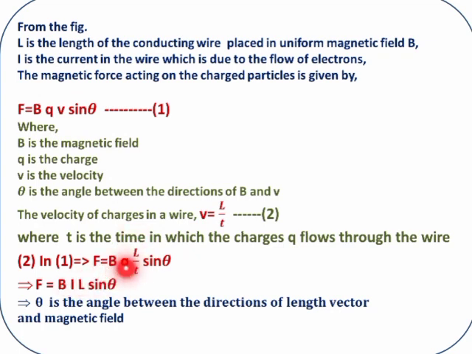But we know that Q divided by T is current. Q by T is current. So instead of Q divided by T, we have to substitute the current I here. Then after substituting and simplifying the equation, how much did we get? F is equal to B I L sin theta, where theta is the angle between the directions of the length vector and the magnetic field. Okay, so we have to remember this expression. This is very, very important. F is equal to B I L sin theta.